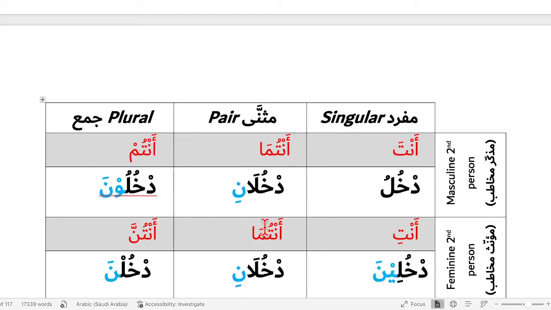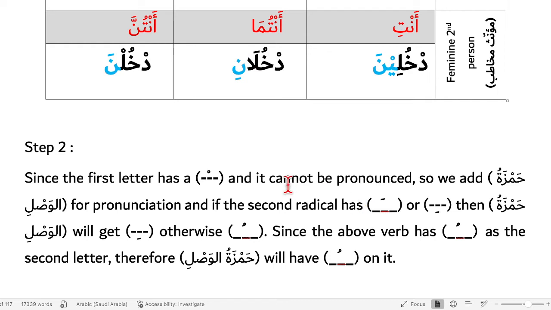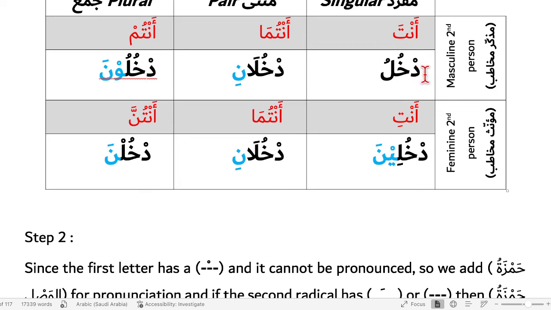Okay, now you see that after removing ta, you can't pronounce it, because the first letter has a sukoon, or no haraka. You can't really pronounce any of these 6 combinations. So what do you do? The first letter now has sukoon and cannot be pronounced, so we add hamzatul wasl for pronunciation. We will add alif here, called hamzatul wasl.